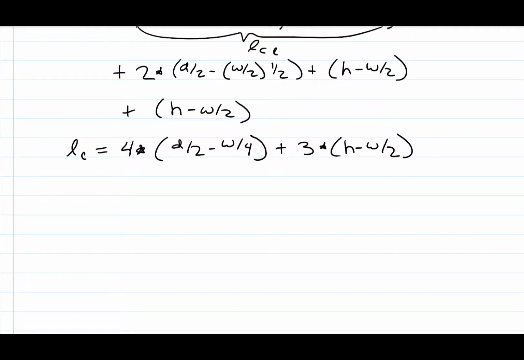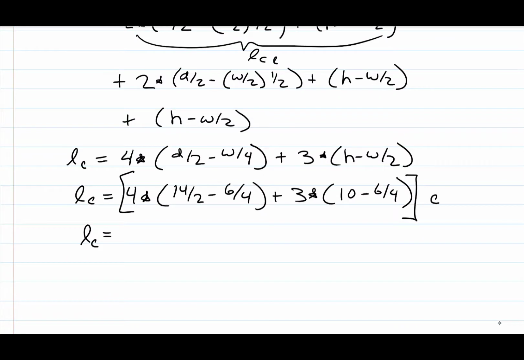Okay, so we can plug in everything that we have. I'm going to leave everything in centimeters right now. I'm not going to need to convert this to meters. And so my final value ends up being 47.5 centimeters. That's the total mean length of the core.